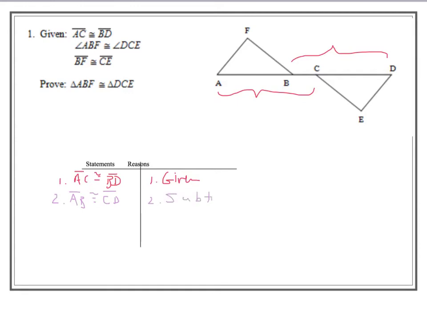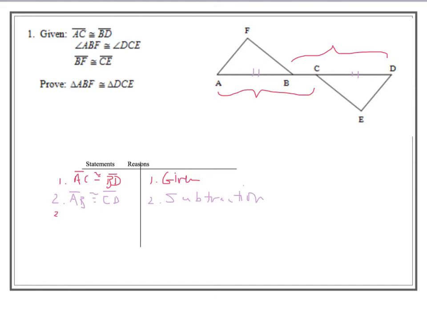Hopefully you came up with subtraction. Now I'm not going to just write subtraction. I am going to use tick marks, and this will be very valuable for us when we prove triangles congruent. AB is congruent to CD. I have the tick marks to prove it.